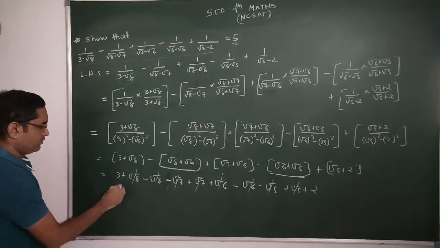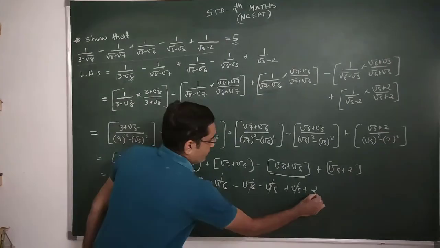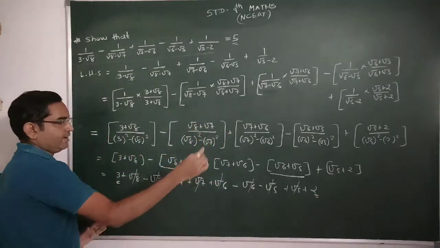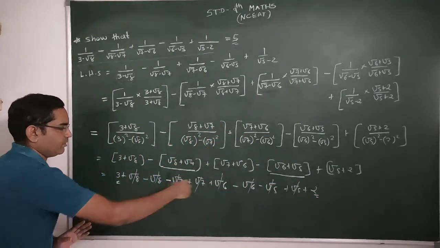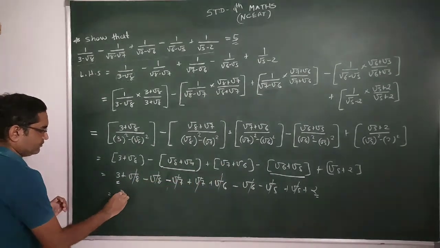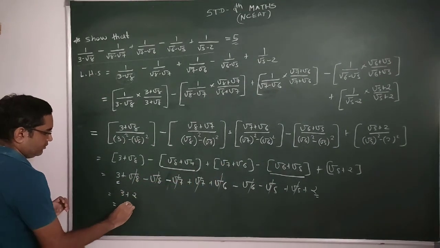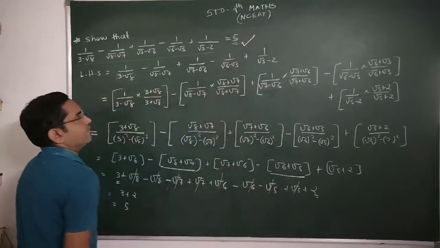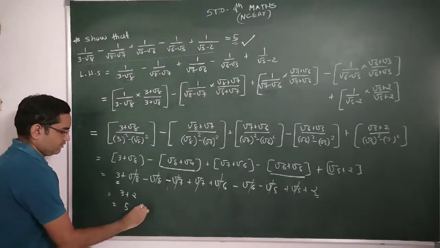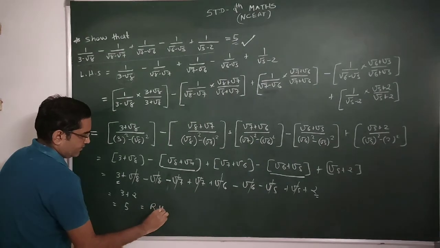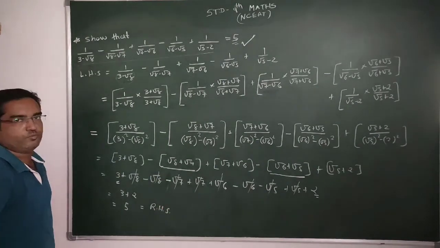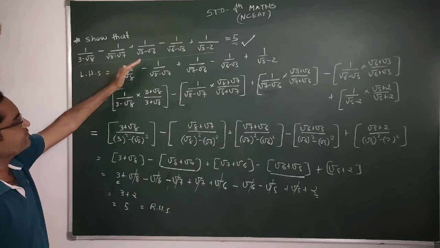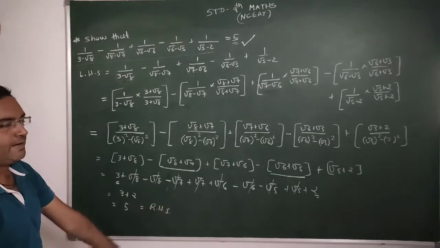So which are the remaining terms? 3 and 2. First term and last term. दो ही टर्म बचे बाकी सब कट हो गए. So 3 plus 2 equal to 5. What is 5? Your right hand side. So this is our right hand side. Clear? This is what you have to get. So start with the left hand side, simplify it, and you get your right hand side.